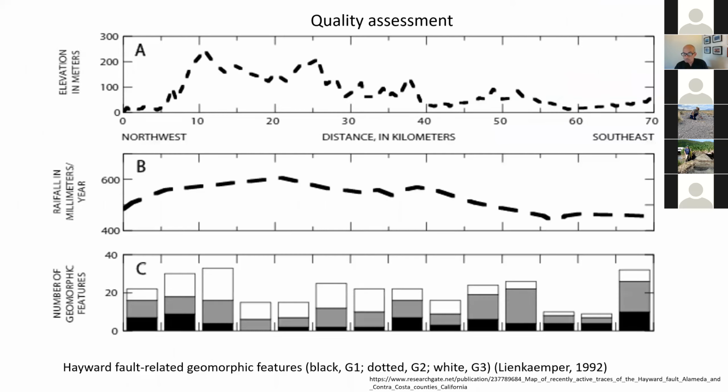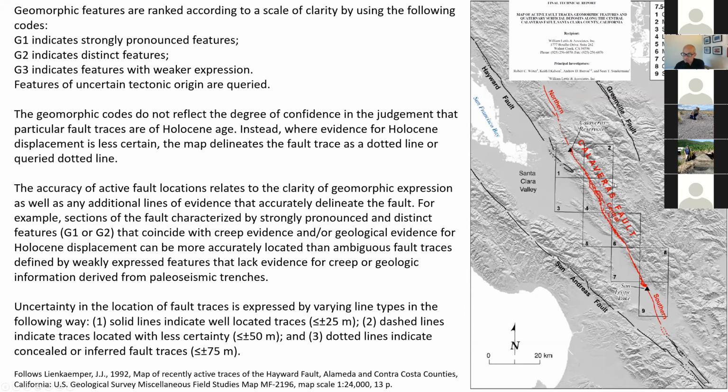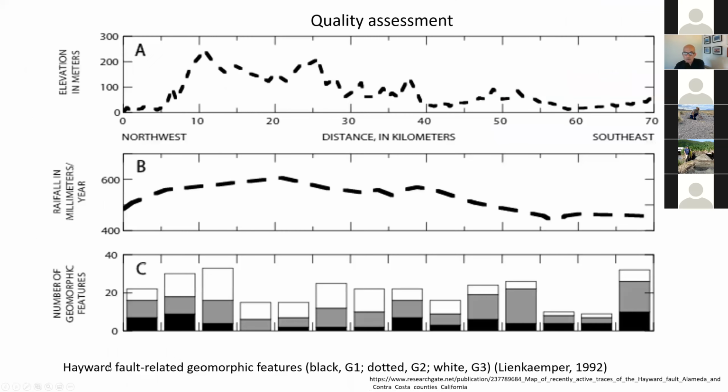So let's just look. One interesting thing: this was for the Calaveras, but it follows the Lienkaemper 1992 mapping of the Hayward, which is just up to the northwest. And one thing he could do, which was interesting, was look at distance along the fault versus the quality ranking distribution.